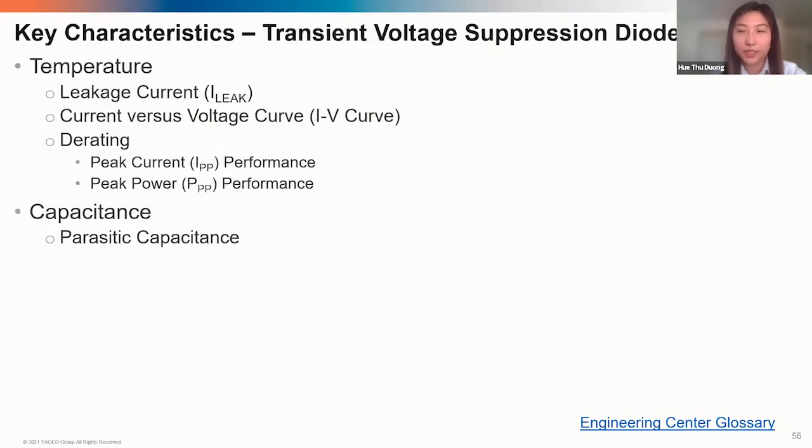And lastly, we've got TVS diodes, where the leakage current will vary over temperature. And the IV curve will shift slightly as temperature varies, and derating these will change the peak capabilities for both current and power. So current and power will decrease as you go up in temperature. And the last point is that these parts have stray parasitic capacitance that you have to keep an eye on.